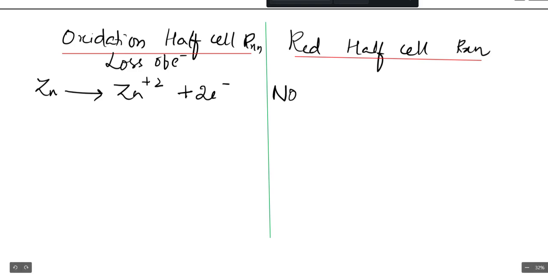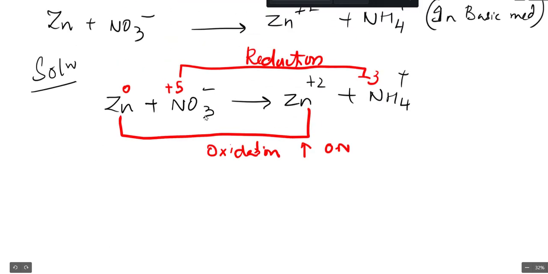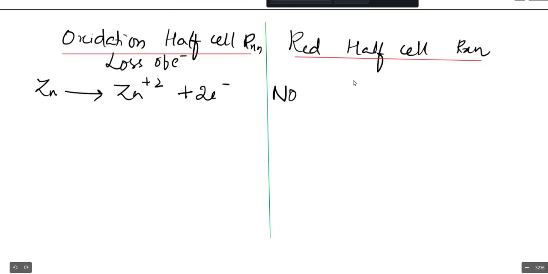After that, let us write the reduction half cell. Let me take the reaction once again. So it is NO3 minus giving NH4 plus. Let me write it again. I'll take this out. Once again, I'm sorry, students. I'll write again. So what was that?